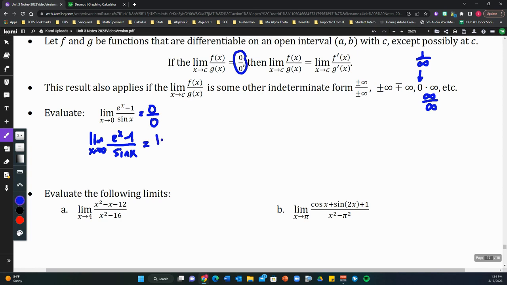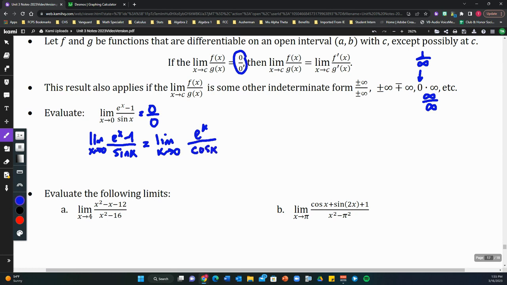So we're still taking the limit as x approaches 0, but now we're going to take the derivative of the numerator and the denominator, again, totally separately of each other. So if we do that, the derivative of the top would be just e to the x. Again, that minus 1 is really going to just disappear. It's a constant. And then the denominator will now turn into cosine of x.